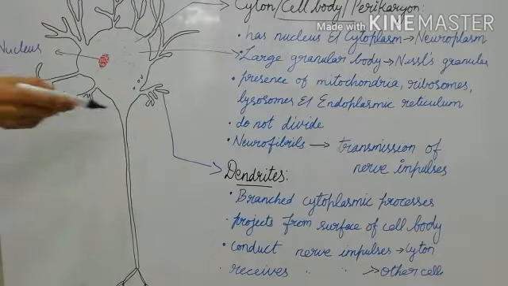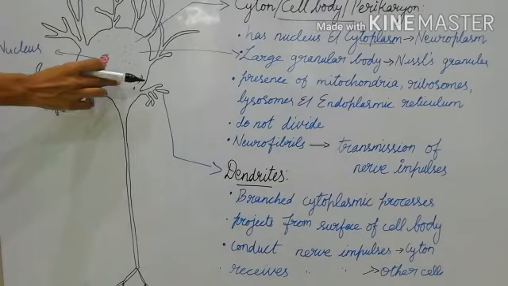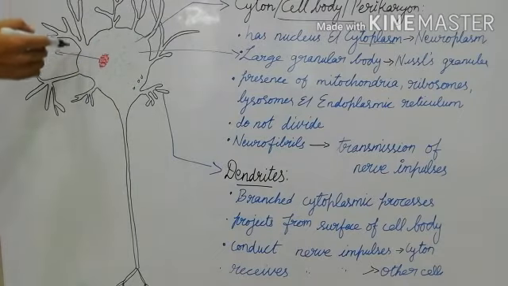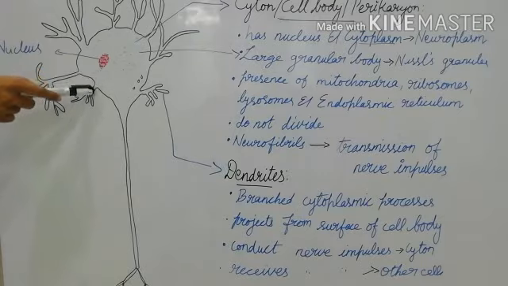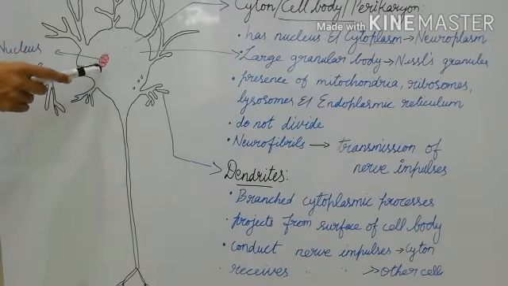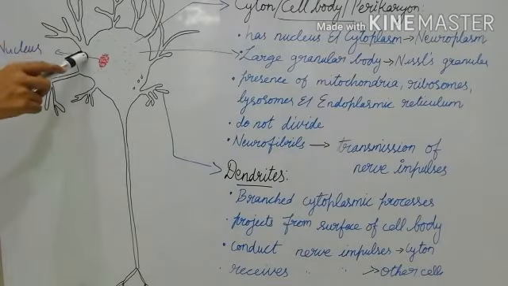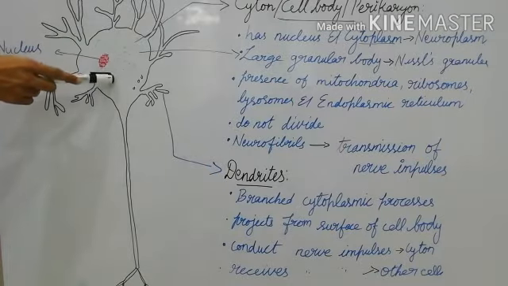So the next part is the dendrites. These dendrites are the projections which are found on the cell body. They are numerous branched cytoplasmic processes. As this cell body is made of cytoplasm, and from this cell body, that is from the cyton, these dendrites appear, hence they are branched cytoplasmic processes. And they will receive nerve impulses from the other nerve cells, and conduct nerve impulses to the cyton. So from other cells it will receive the nerve impulses and pass the nerve impulses to the cyton.